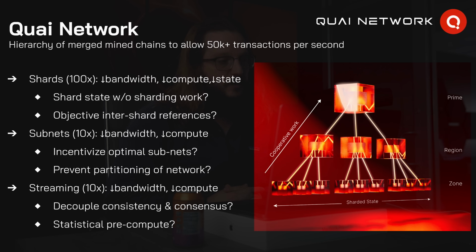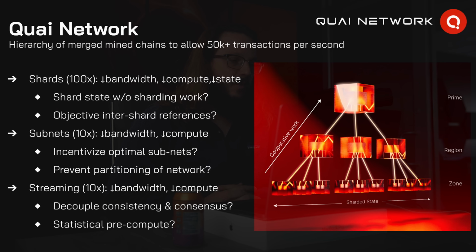What is Quai actually doing to achieve our goal of 50,000 transactions per second? There's really three things that we can do using the hierarchy of merge mined chains that no one else can do. The first one is we can shard the system. So instead of every node needing to keep the state of the whole system, they can keep a subset of the state just for the zone blockchain that they're processing. So we can decrease the amount of state people need to keep.